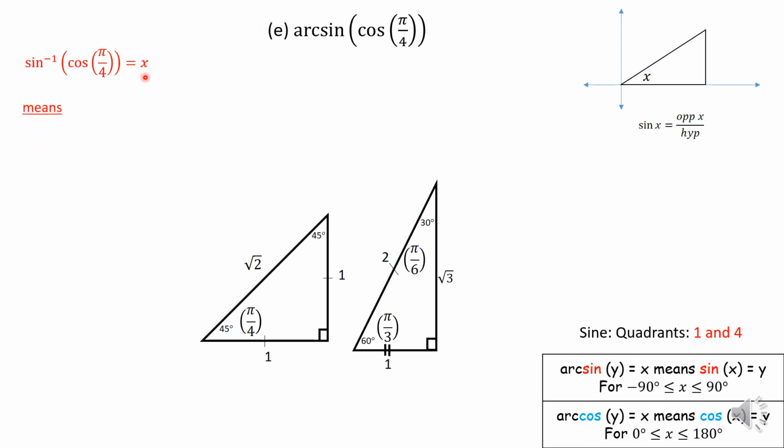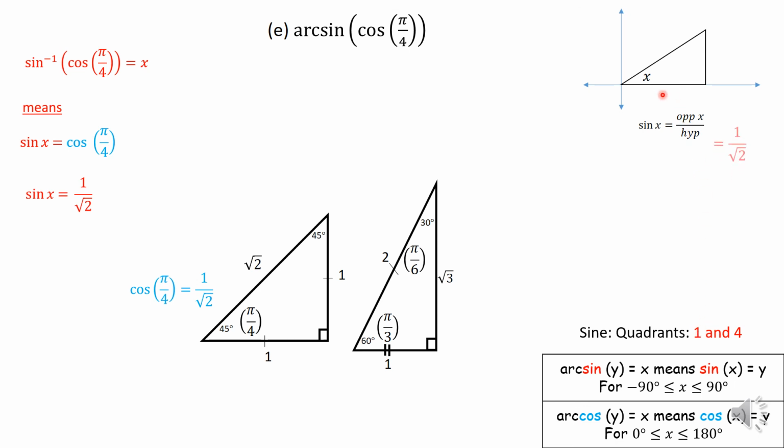And what does that mean? It means that the sine of x is equal to what you have here. Now, cos of pi upon 4, you can use your special angles. And when you use your special angles, you realize that the ratio we are looking for is 1 over root 2. So cos of pi upon 4 is replaced by 1 over root 2. Now this brings us to where sine is positive, and sine is positive in the first quadrant. We also have a solution in the fourth quadrant, but it's positive in the first quadrant.